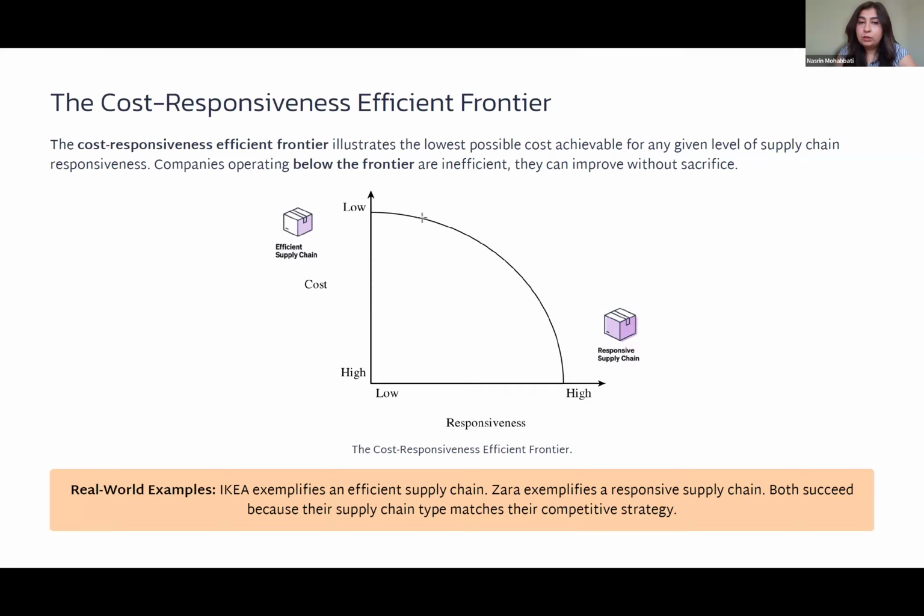And we can move toward this curve, be a little bit costly, but have a good amount of responsiveness. But as we move further on this curve and become more responsive, then our cost increases significantly. So in order to become a fully responsive supply chain, we're going to have a lot of related costs in our supply chain.